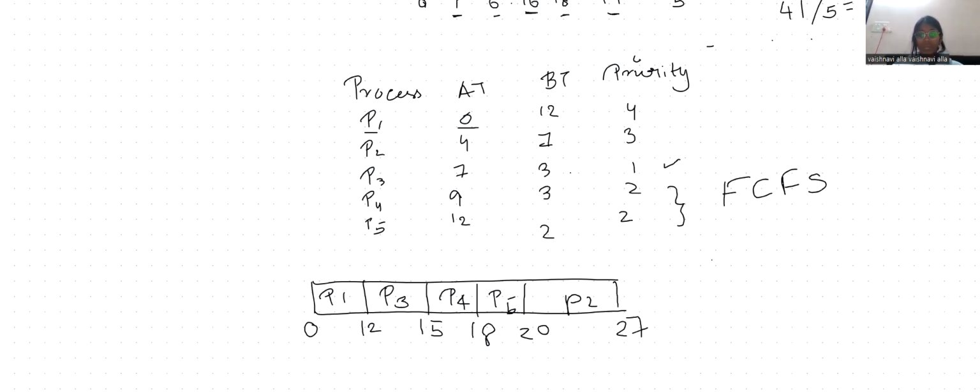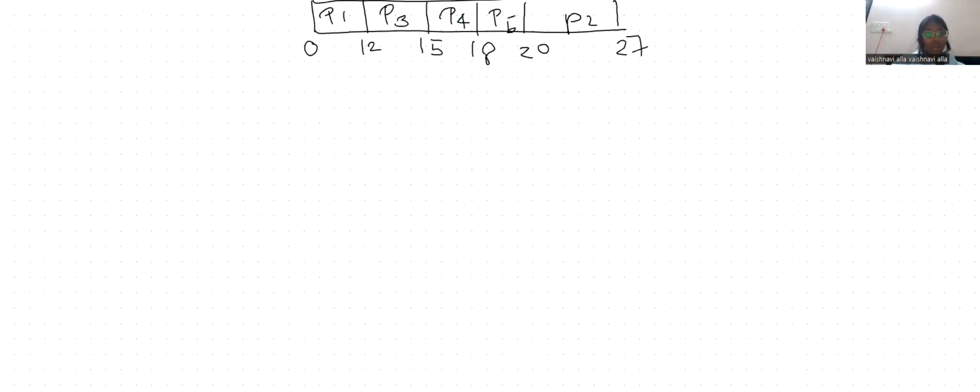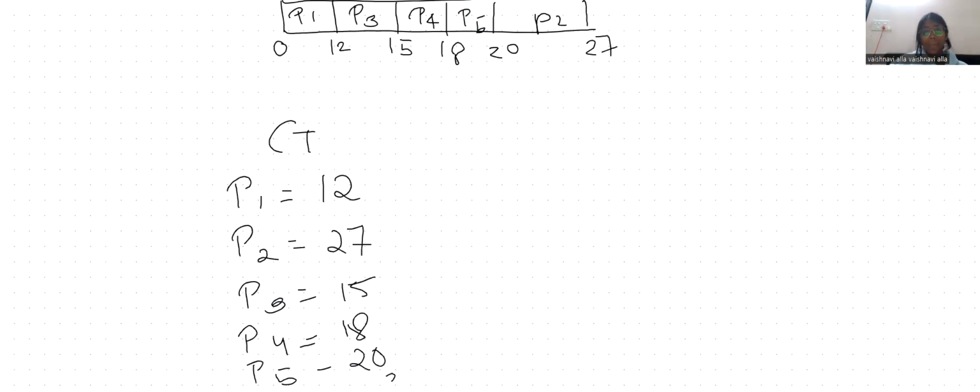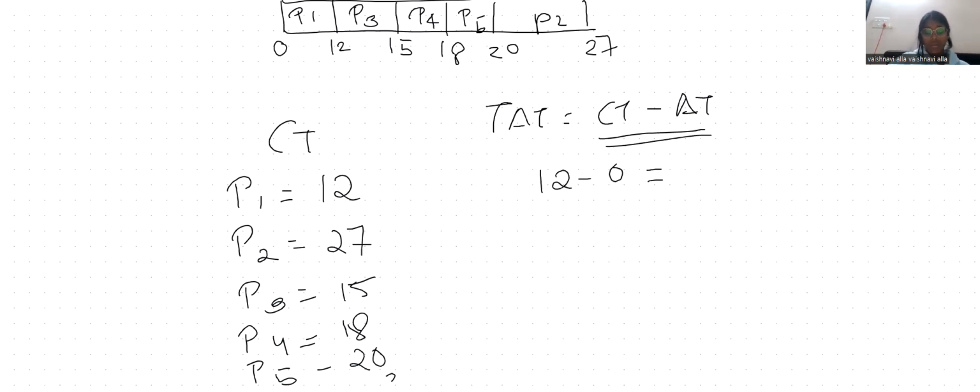Now, let us calculate the completion time. To calculate the completion time, we have CT. For P1, we have 12. For P2, we have 27. P3, we have 15. P4, we have 18. And P5, we have 20. Now, to calculate the turnaround time, we are given the completion time and the arrival time. The formula for this is completion time minus arrival time. So we have 12 minus 0, which is 12 for P1. And for P2, we have 27 minus 4, which is 23.